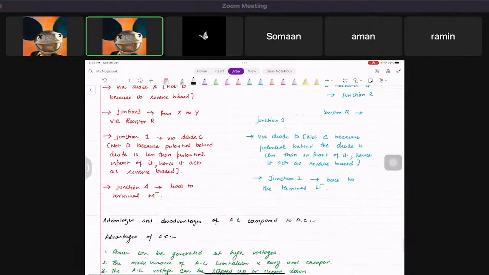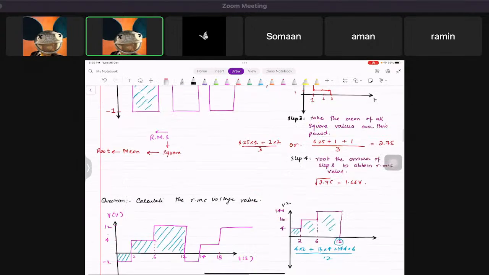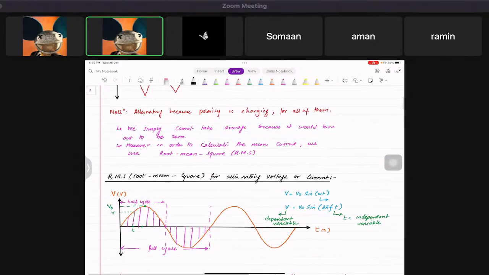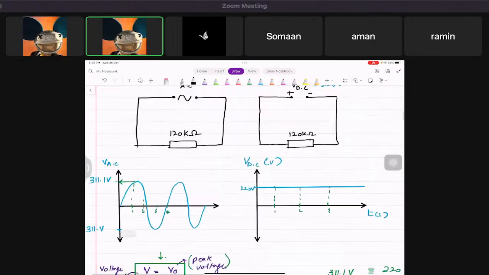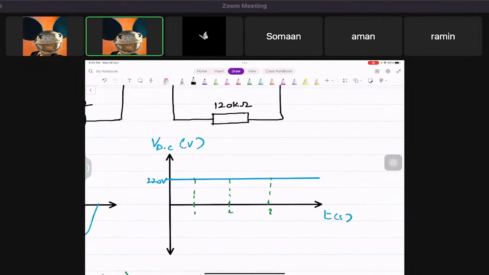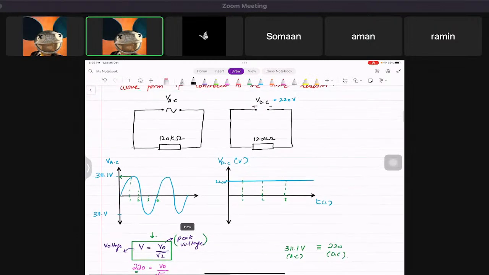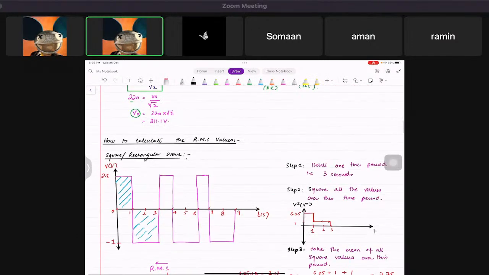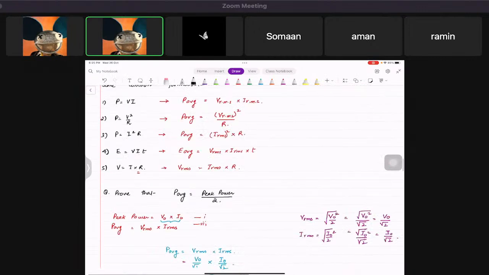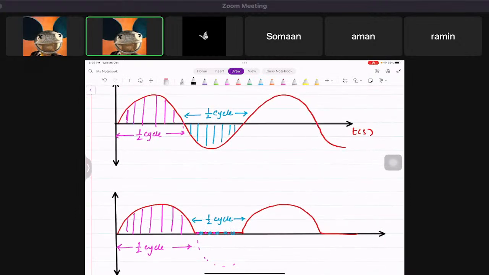Okay, so let's go back and review something. When we started this, I told you that AC is like this, right? It's a wave. And DC is a straight line like that. Do you guys agree? We tried to rectify this by first putting a diode like this. By putting a diode, it only gives you half rectification, which means it gives you the halves that are positive and just cuts off the opposite direction.